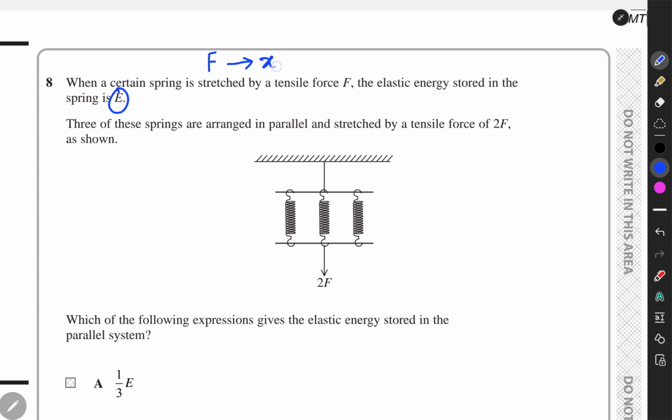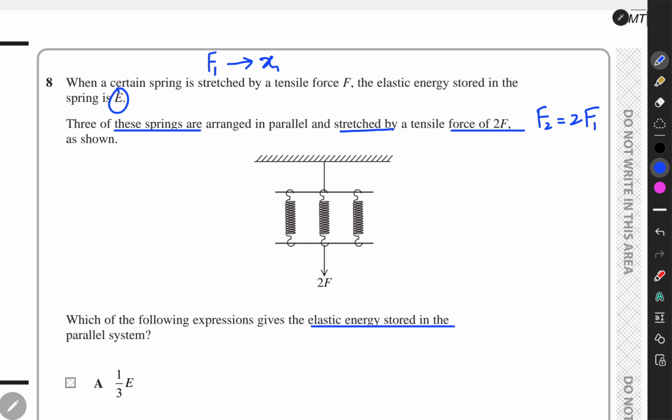Let's say F1 is force one, and x1 is the stretch, or you can say the extension in that. Three of the same springs are arranged in parallel and stretched by a tensile force of 2F. Now the force F2 is 2F, you can say 2F1, and there are three springs. Which of the following expressions gives the elastic potential energy stored in that one?